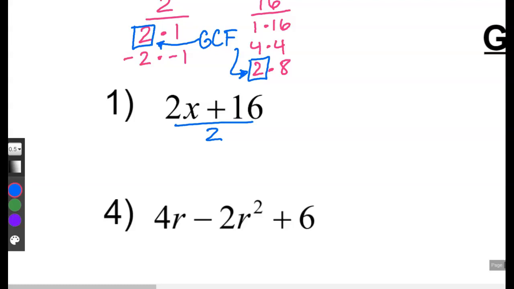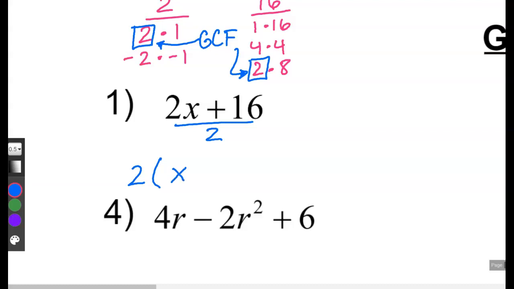Now, GCFs are always written in the very front once I pull them out. So I'm going to write a 2 and then a parenthesis. And now you're actually doing the dividing. What is 2x divided by 2? Just x because those 2's cancel. So now I'll have 2, parentheses, and I write an x.